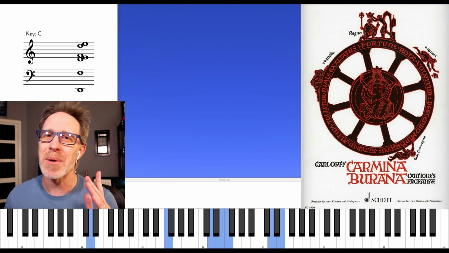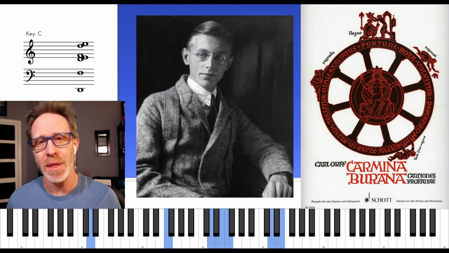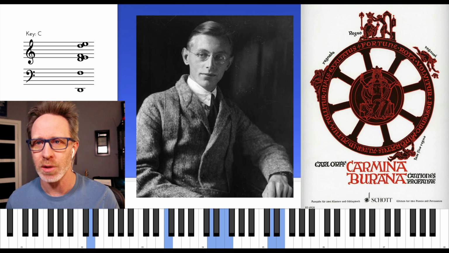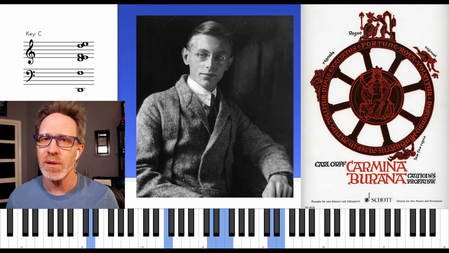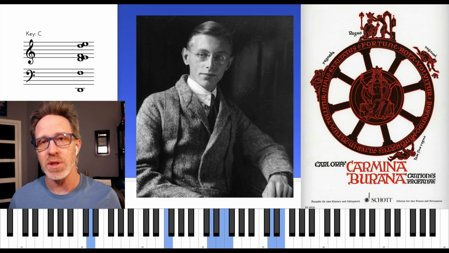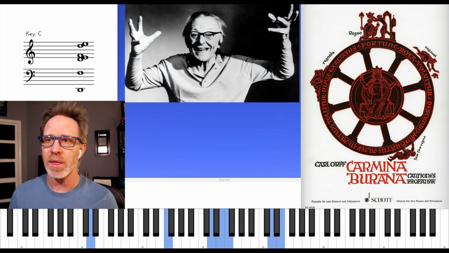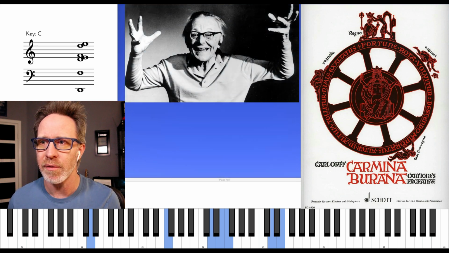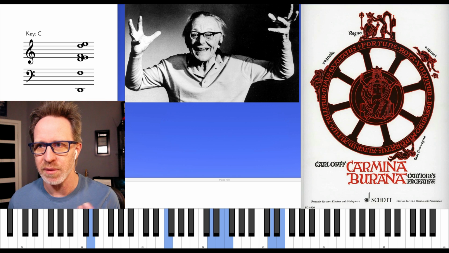So in 1934, Carl Orff came across this anthology of medieval poetry called Carmina Burana, which translates to songs from Bavaria. And out of the 254 poems that were in there, Orff decided to set 24 of them to music. The poems he chose deal with the variable nature of fortune or fate, the ephemeral nature of life, the pleasures and perils of drinking and gambling and lust.